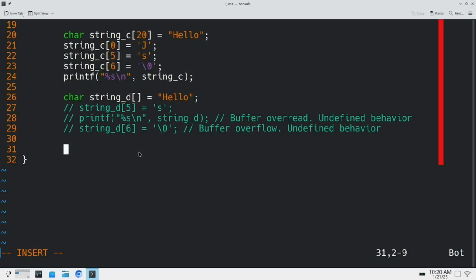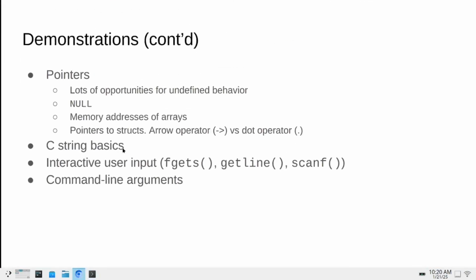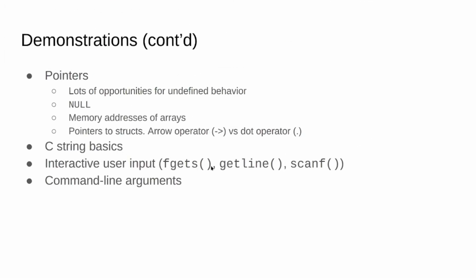Suppose I don't want to print data to the terminal, standard output. I want to read data from the terminal, supplied by the user. I want to do standard input. There are a lot of mechanisms that you can use to do this. We're going to talk about three of them: fgets, getline, and scanf.